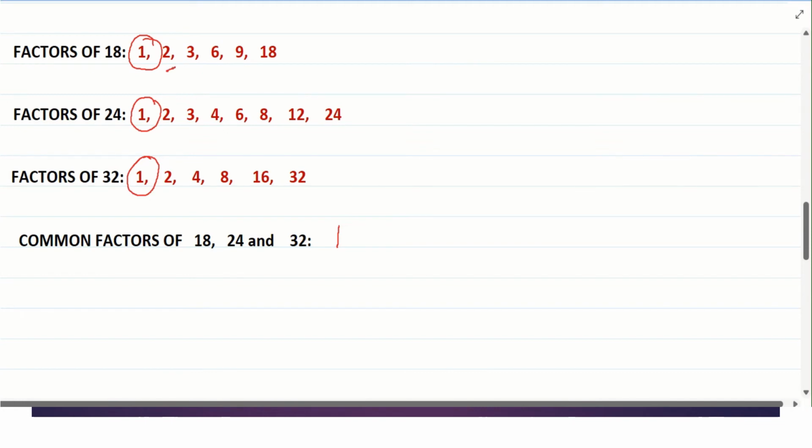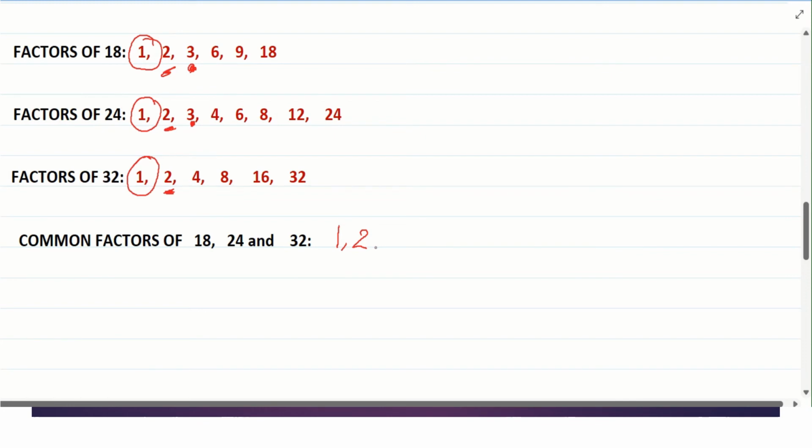Similarly, 2 is over here, 2 is over here, 2 is over here. It means 2 is also a factor of 18, 24, and 32. Next one is 3. 3 is present as a factor of 18. 3 is present as a factor of 24. But is 3 present as a factor of 32? No. So we cannot say that 3 is a common factor of 18, 24, and 32. 3 is only a common factor of 18 and 24. Is this clear?